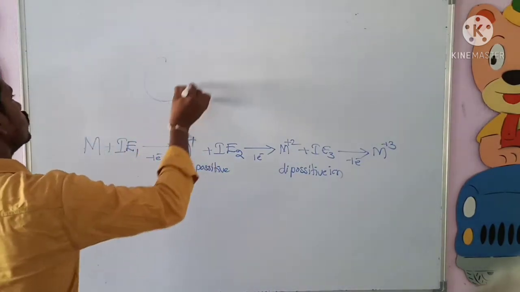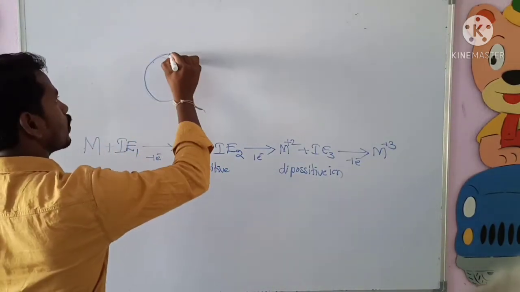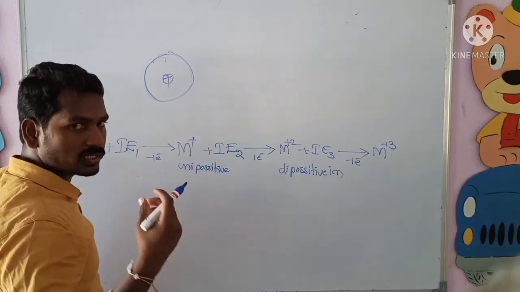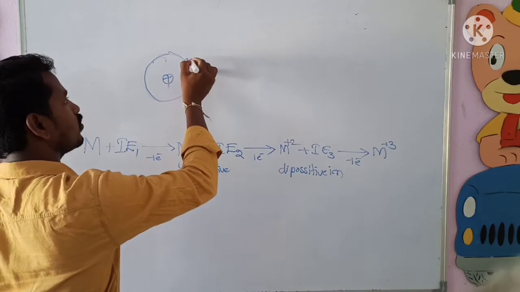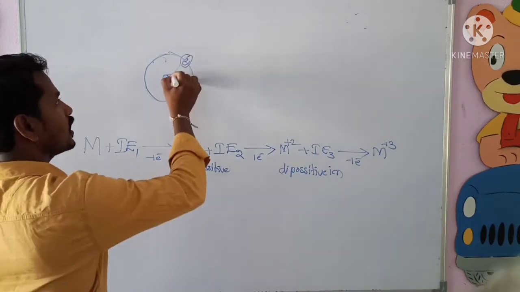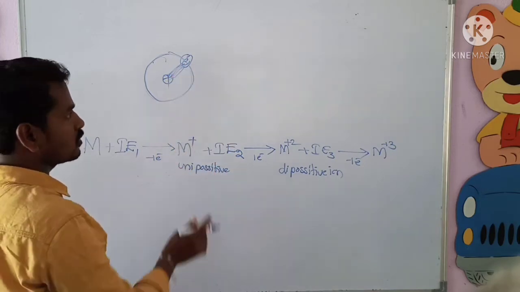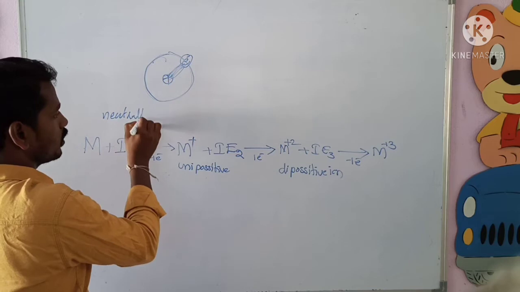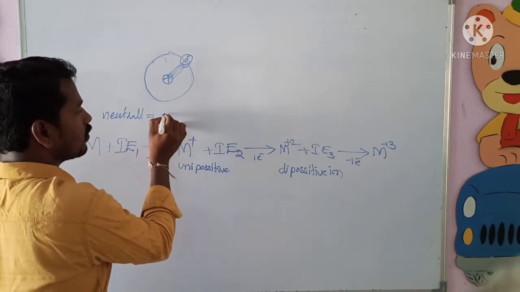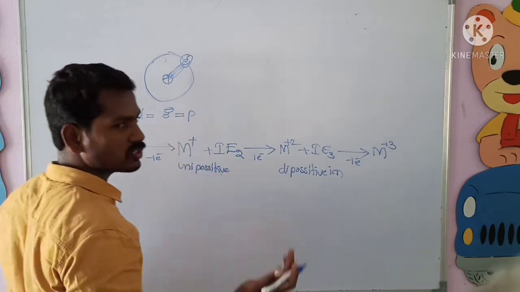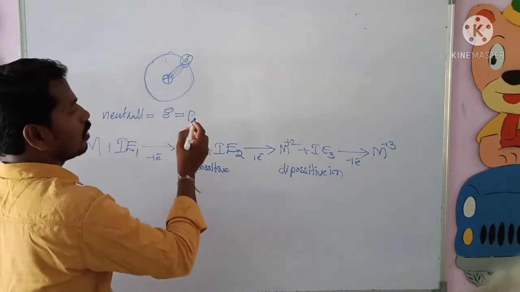For an atom, the nucleus has positive charge. Electrons revolve around the nucleus in fixed circular paths, held by attraction forces. In a neutral atom, the number of electrons is equal to the number of protons.